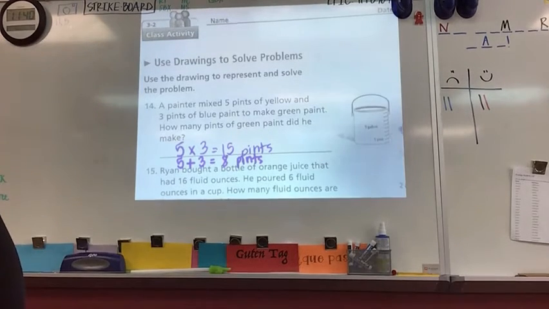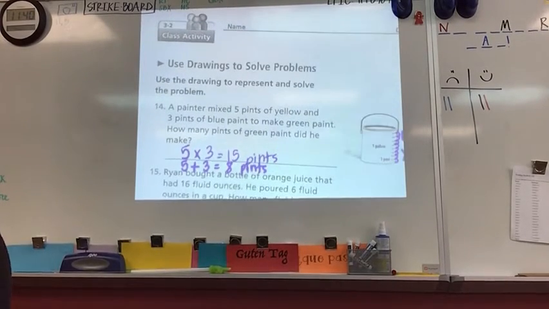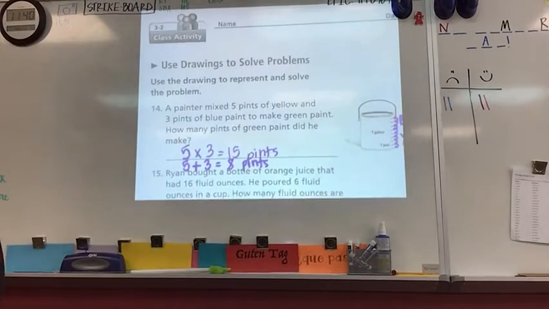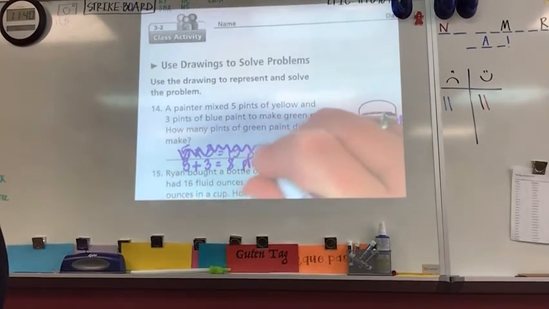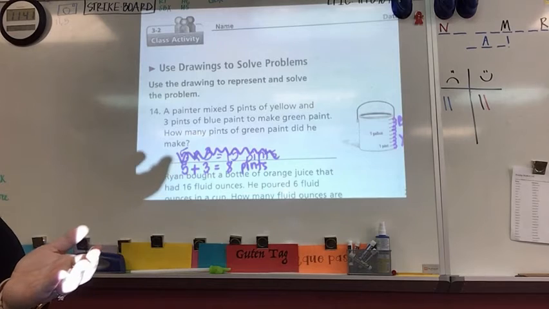If I had 5 pints of yellow and I use this picture, 1, 2, 3, 4, 5 yellow, and then 3 blue, 1, 2, 3, I have a total of 8. That would definitely be a put together problem or an adding problem. So I would have a total of 8 pints.